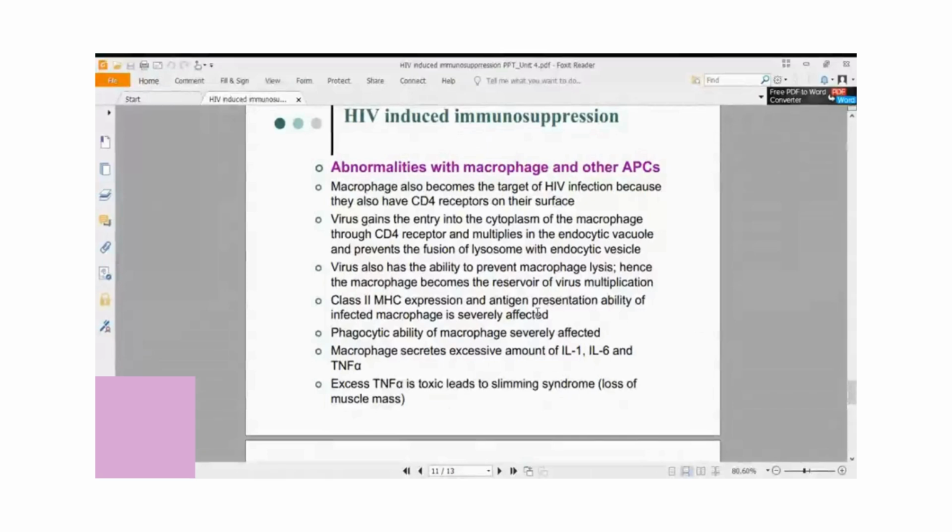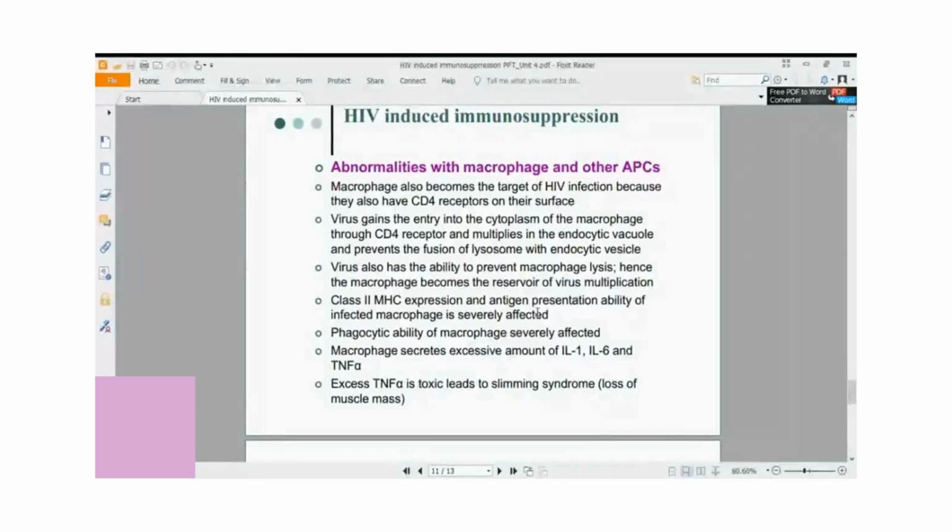Th cells are not there. Phagocytic macrophages are not there. They are not able to do their normal function. Only cytokine is being produced in excess, and that will start acting on the muscles of the patient. Excessive IL-1, IL-6 and TNF alpha becomes toxic to the person, resulting in toxemia and loss of muscle mass. And that loss of muscle mass results in slimming of the person, which is called slimming syndrome.